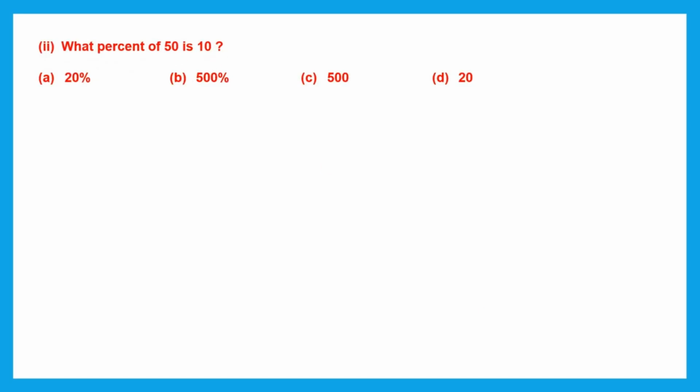Question 2. What percent of 50 is 10? So the direct way of doing this is to find the required percent. We say 10 divided by 50 into 100%. This is a direct method of finding the percentage.